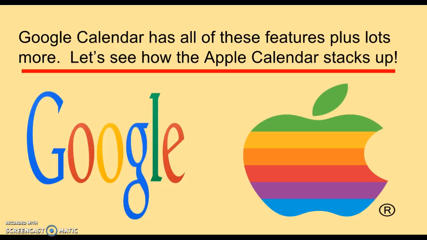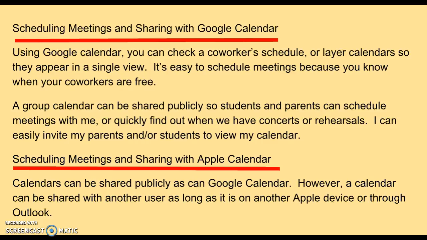Google Calendar has all of these features plus lots more. Let's see how the Apple Calendar stacks up. When scheduling meetings and sharing with the Google Calendar, you can check a coworker's schedule or layer your calendar so that it appears in a single view. It's easy to schedule meetings because you know when your coworkers are free.